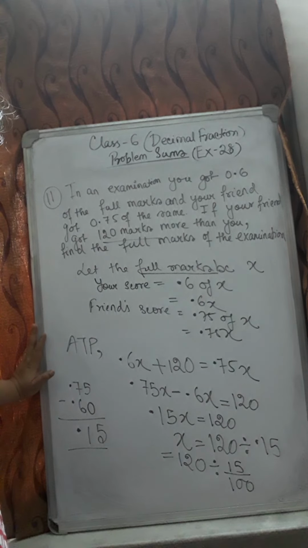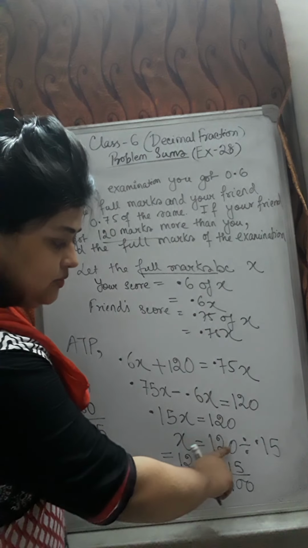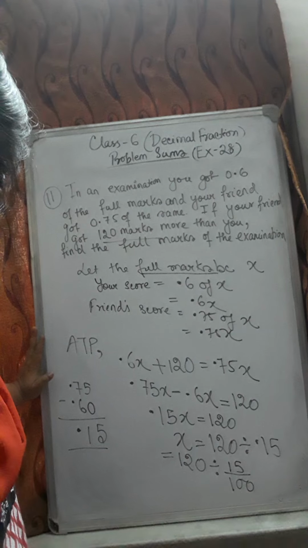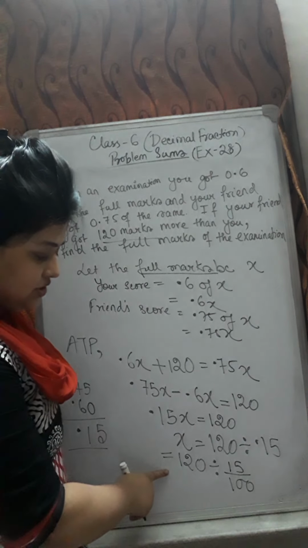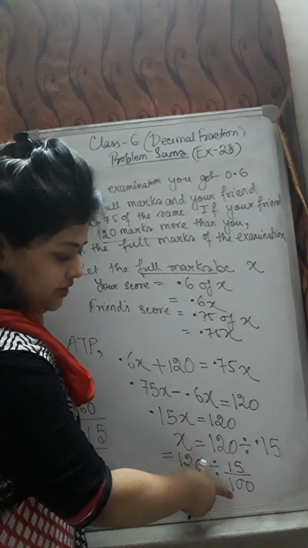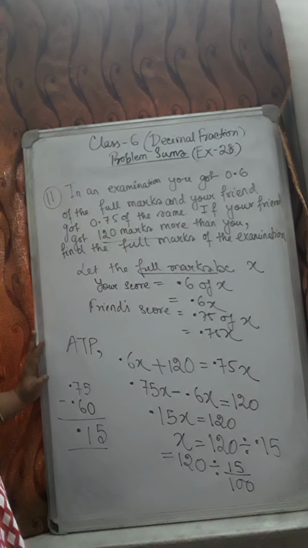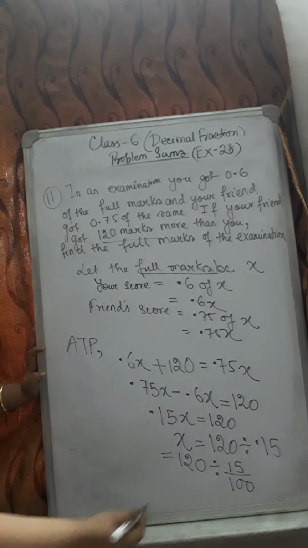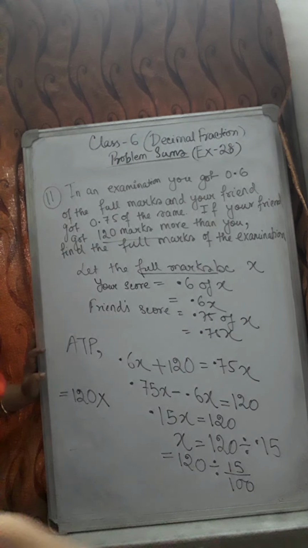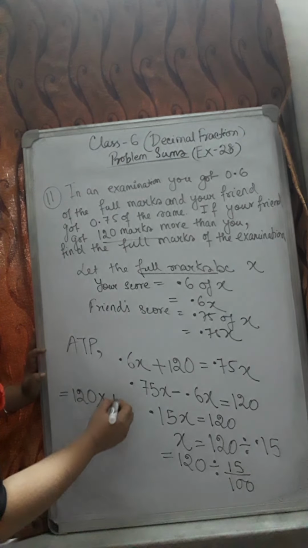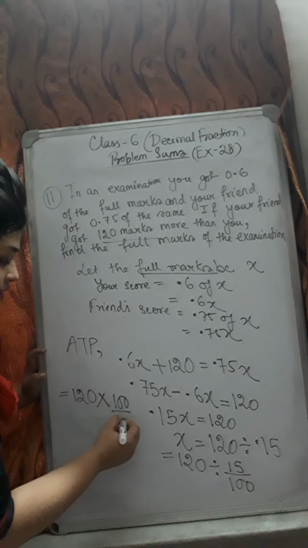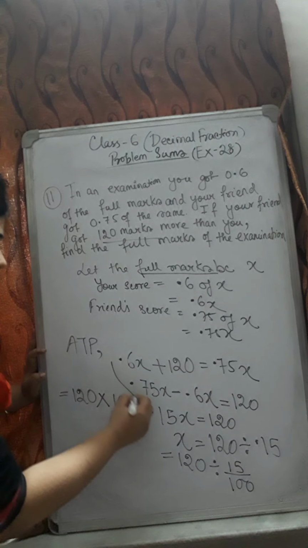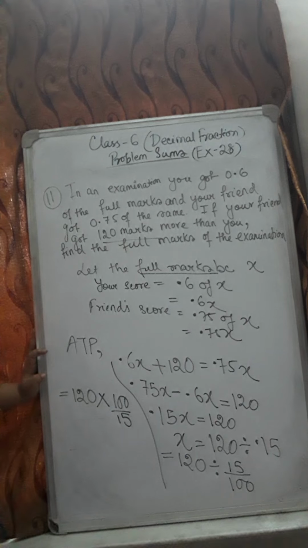Now x is equal to 120 divided by 0.15, which is equal to 120 divided by 15 by 100. Now if I have to solve, I am solving it on this side. 120 divided by, if I change the division sign into a multiplication sign, you know the fraction changes to its reciprocal. So it will be 100 by 15.